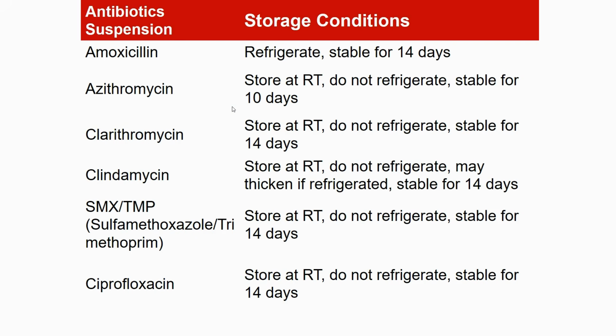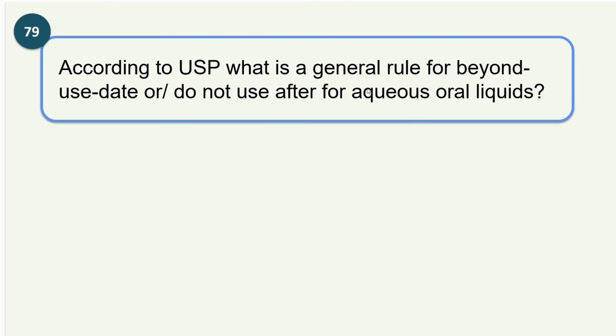Next, these are examples of storage conditions for suspensions. Amoxicillin is refrigerated, whereas azithromycin, clarithromycin, clindamycin are stored at room temperature, including sulfamethoxazole, trimethoprim, and also ciprofloxacin. All of them are stored at room temperature. However, amoxicillin can be stored for 7 days at room temperature, but more than 7 days requires refrigeration.